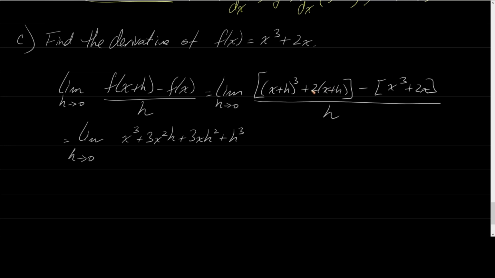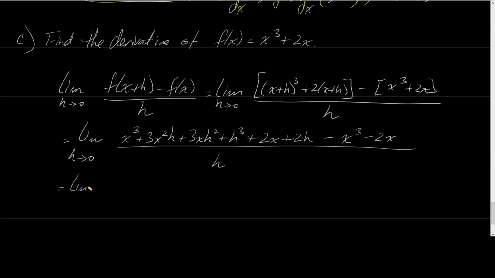So that's that first piece. Distribute that 2, so plus 2x plus 2h. Distribute that negative, negative x cubed minus 2x, all of this over h. Before taking the limit, let's see what cancels out. We've got an x cubed here and an x cubed there. That cancels out. We've got a 2x here and a negative 2x there. That cancels out. Notice that everything that's left here has an h. The only stuff that didn't cancel out still has an h.